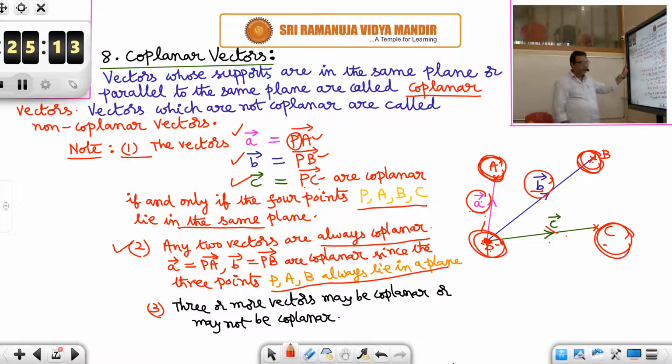If they lie in the same plane, then the 4 points are coplanar, otherwise they are not coplanar. See, 3 or more vectors may be coplanar or not coplanar. So remember this point, any 2 vectors are always coplanar, they will lie in a plane. But if you take more vectors, like 3, 4, 5 or more vectors, then they may be coplanar, may not be coplanar. But 2 vectors are always coplanar. Okay. Let us see the next point.